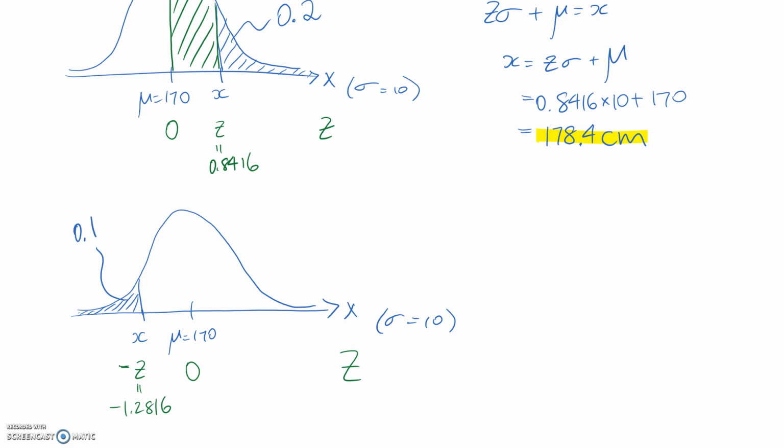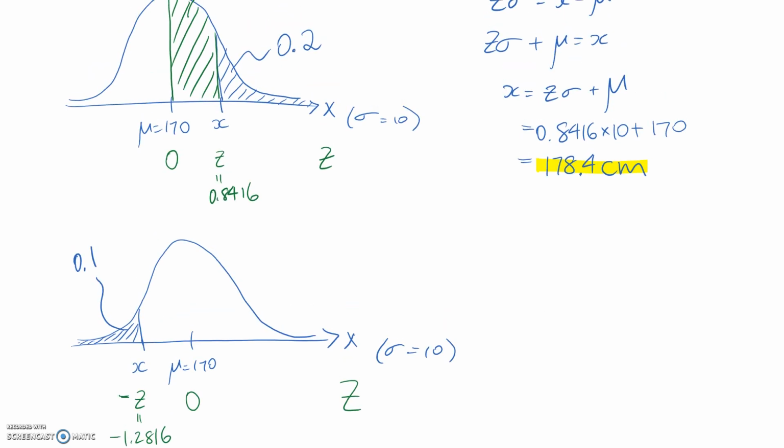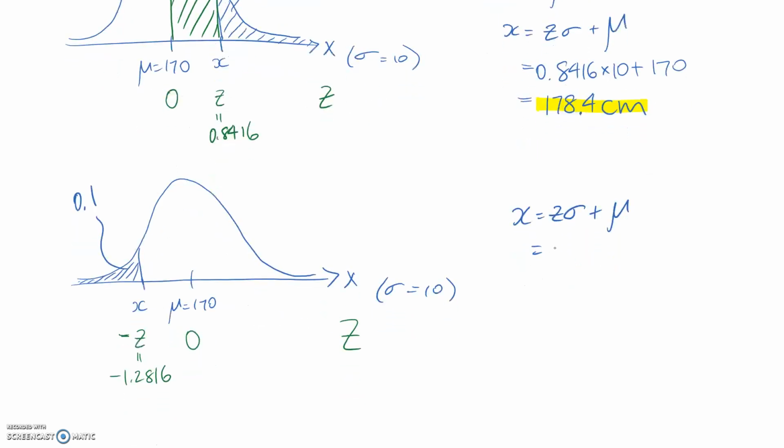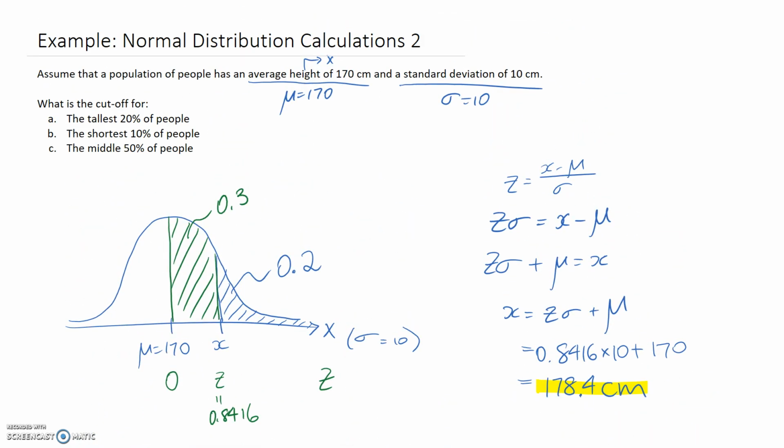Alright, so now we should be able to go through and convert this over to an x value. We've got our equation already rearranged here, so I'm just going to recycle it. Substituting in, the z value is this, 10 and 170. This works out to be 157.2. Again, the units are going to be centimeters. So what that's telling us is that 10% of people are expected to be less than 157.2 centimeters.